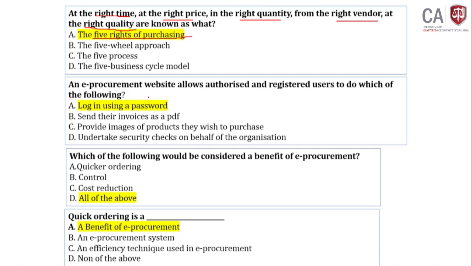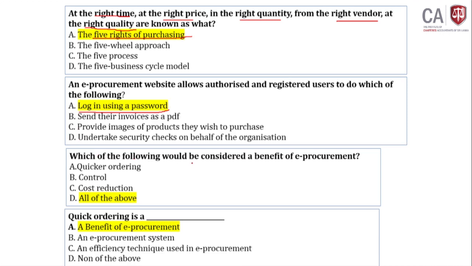An e-procurement website allows authorized and registered users to do which of the following? Send their invoices as a PDF, provide images of products they wish to purchase, or log in using a password. So they are given access using a password. They can log into the system and do their e-procurement with the organization.